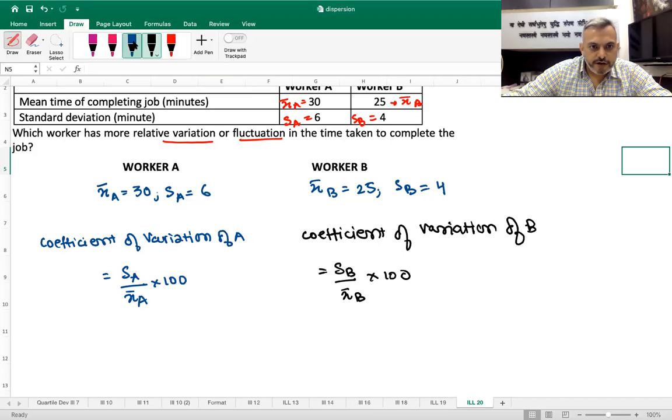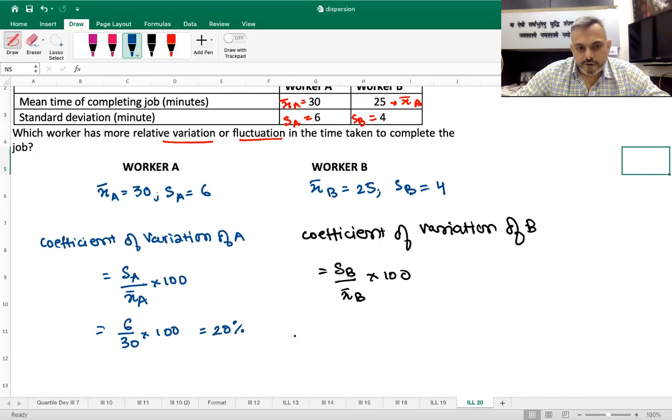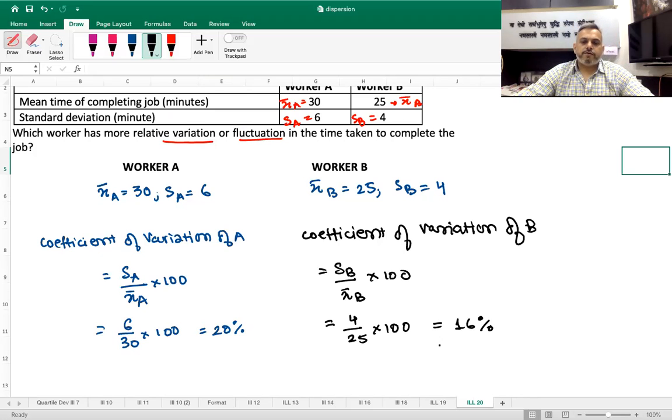So let's calculate it one by one, which is equal to 6 upon 30 into 100, which is equal to 20%. I can directly write: 6 fives are 30 and 5 into 20 is 100. Over here, 4 upon 25 into 100, which is equal to 16%. 25 fours are 100. So now you have got the coefficient of variation of A as well as of B.